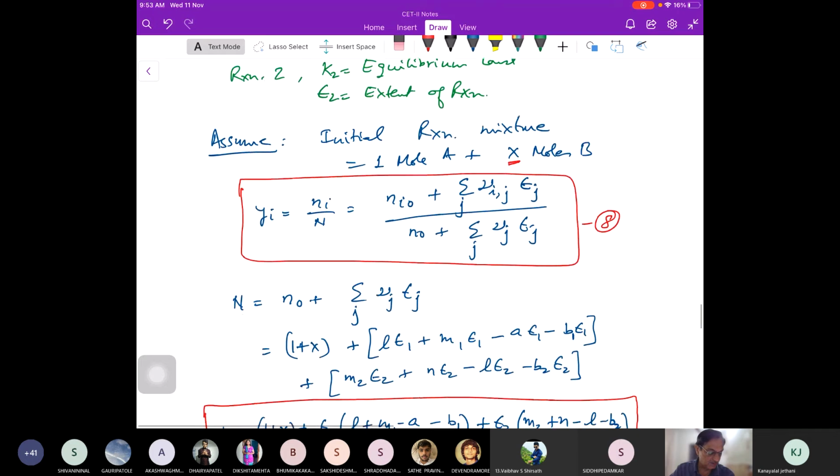So what you'll get is that the total number of moles, n, is equal to n0 plus the summation of nu j epsilon j over all j reactions. So n0 is 1 plus x. We are doing this for nu j epsilon j over the jth reaction.